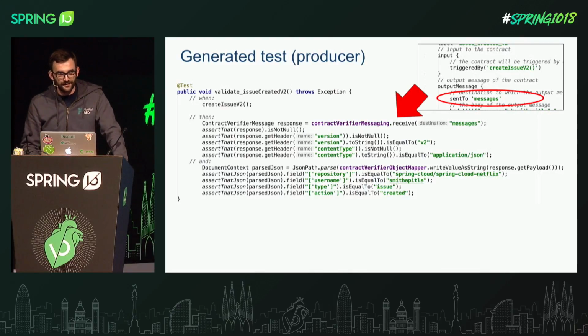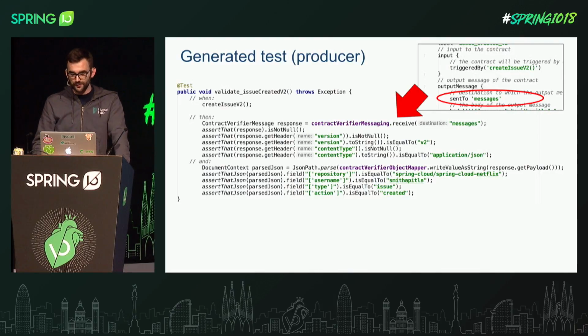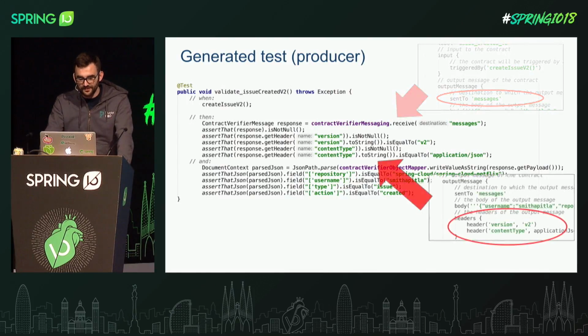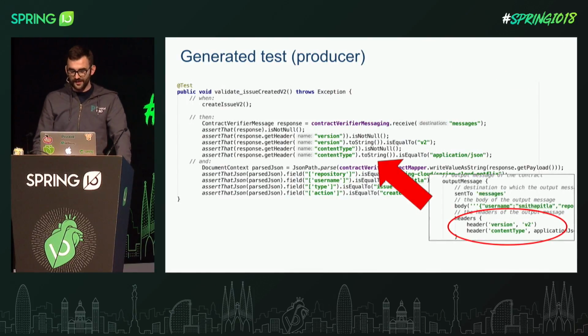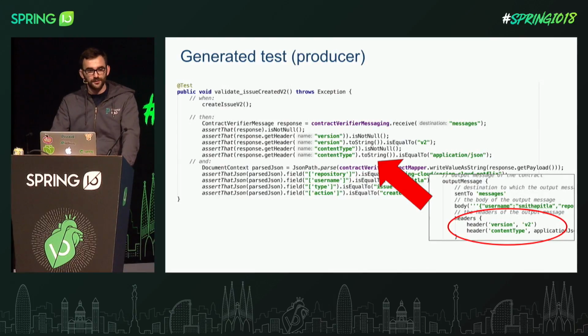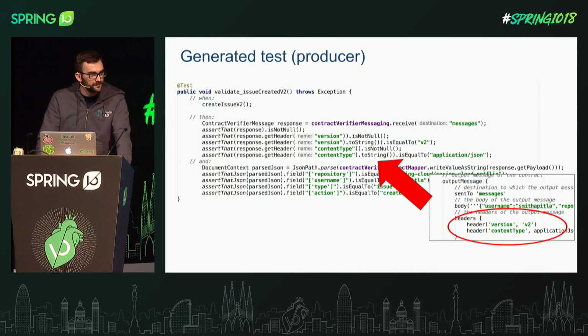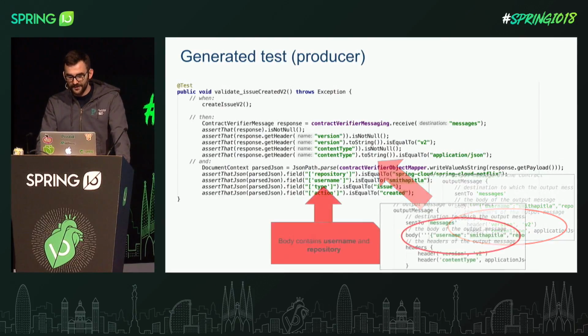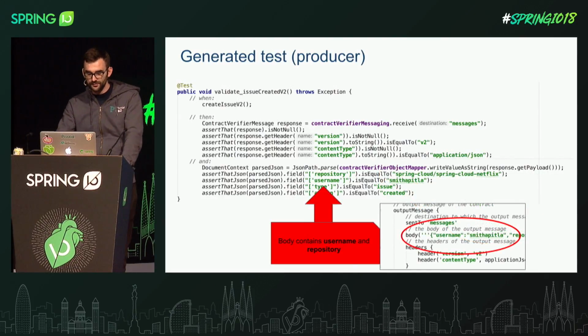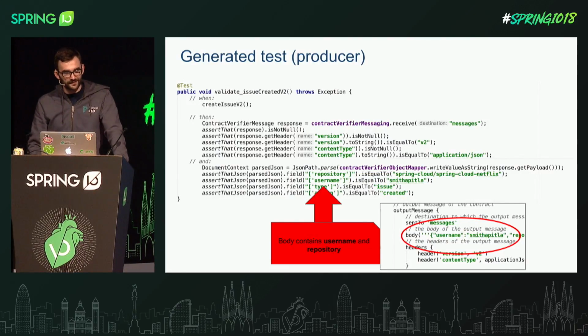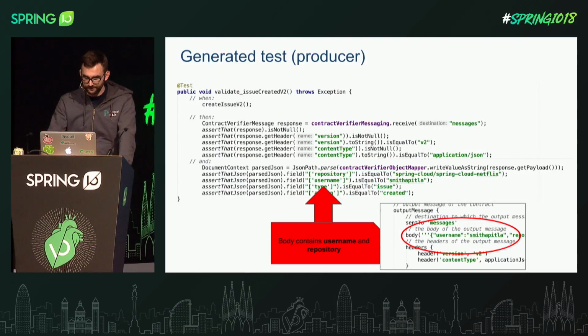So we try to retrieve a message from a queue called messages, right? If we manage to get the message from that queue, you said that there are going to be 2 headers. So we will assert that. If you're missing those headers, your build, Mr. Producer, will be broken. And then you mentioned the body, right? It should contain username and repository. So we don't trust you. We will verify that, right? So we have generated tests.